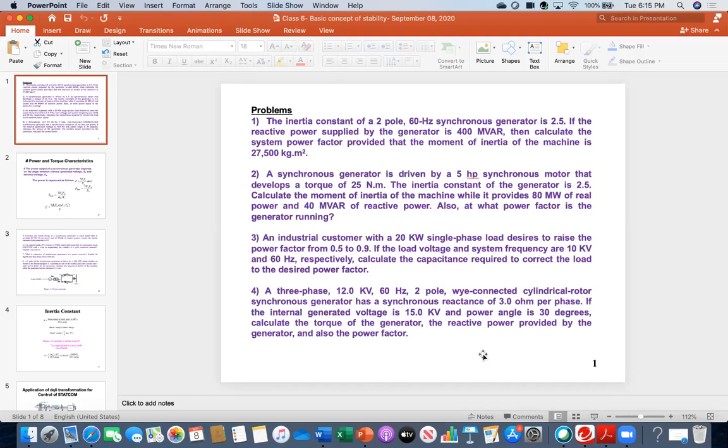I got 19.739 radian per second. Is that right? No, that's wrong. How did you get that? First calculate the RPM. 120 F over P, so that is your 3600 RPM, and then convert that RPM into radian per second. So radian per second should be 376.99, I mean, almost 377 radian per second. The angular velocity, omega value.